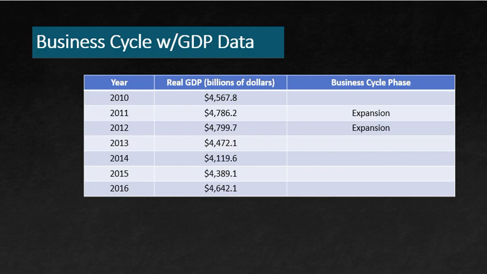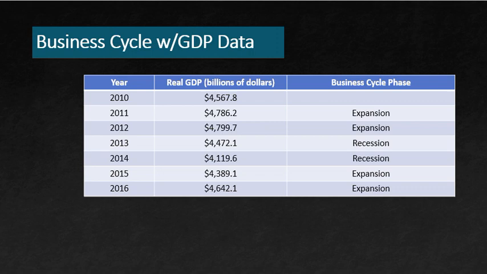Now, when we go to 2013, we can see that real GDP has fallen, so in that time period, we have a recession. Real GDP is decreasing, and then going to 2014, again, still decreasing, so again, a recessionary year. Then if we go to 2015, we see that real GDP is increasing, so we have an expansionary period. And then 2016, we're expanding again, so that would be an expansion.